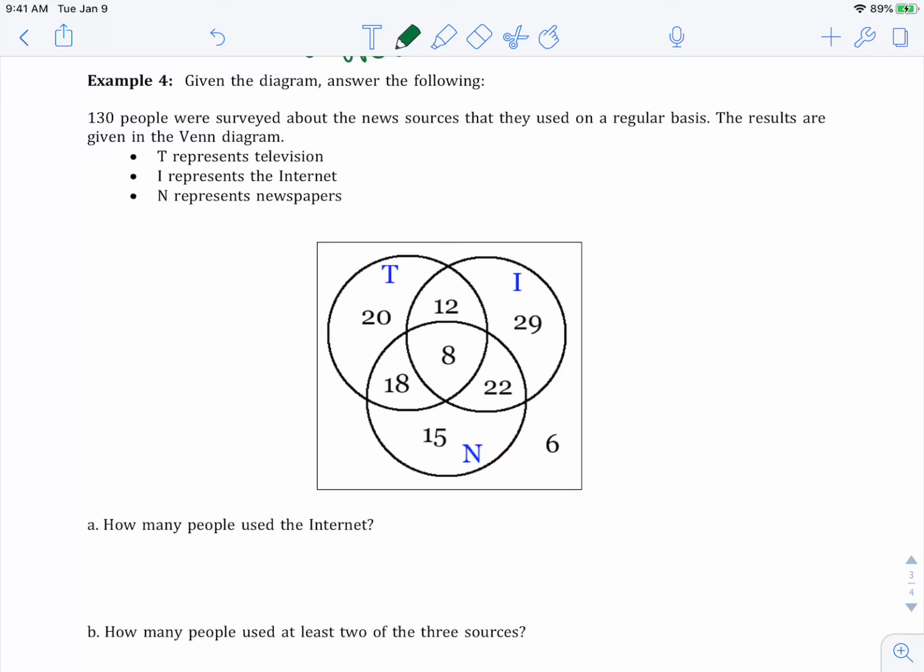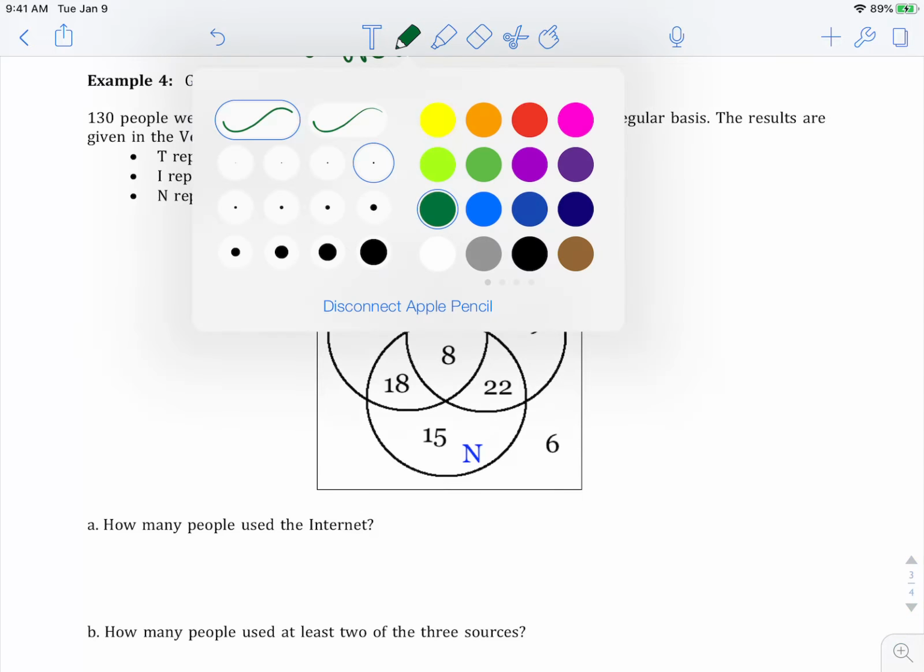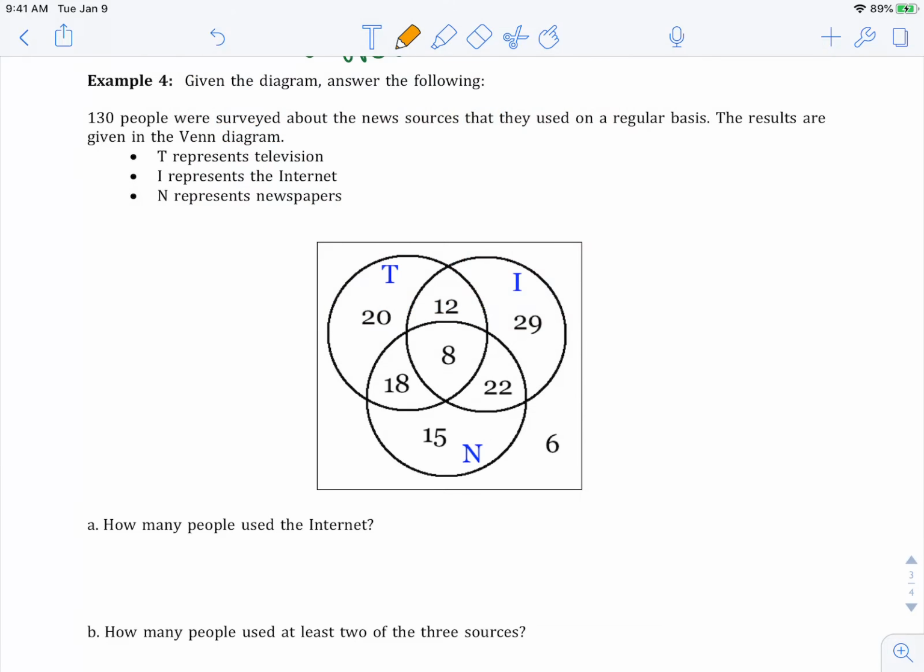All right, so this is going to take us to Venn diagrams. And some problems they'll give you the Venn diagram, case in point in example 4. And sometimes you have to come up with your own Venn diagram. That is more challenging, of course, than being given the Venn diagram. So in example 4, I'm not feeling the green. I'm going to go with orange.